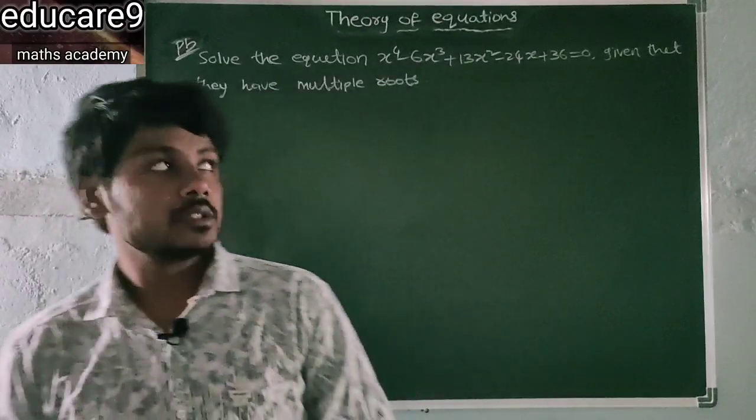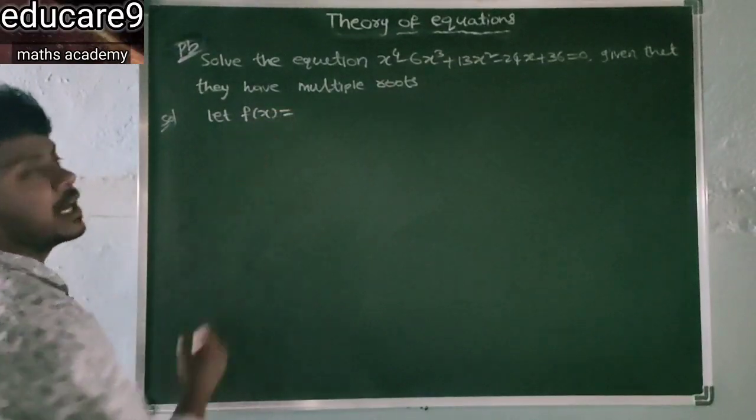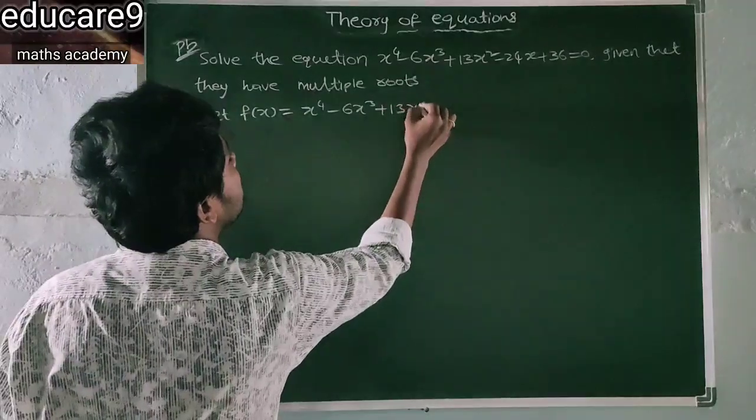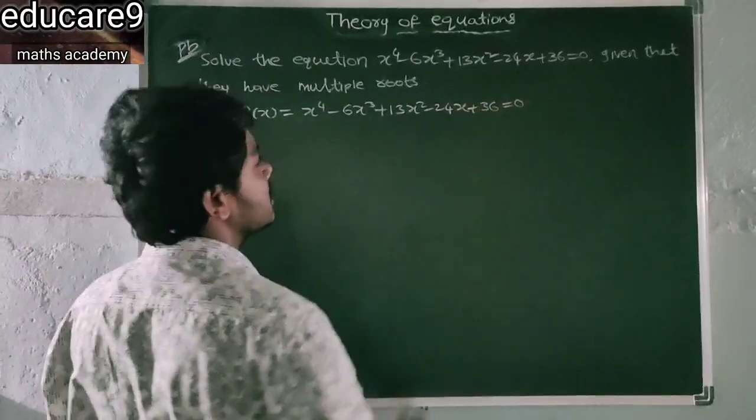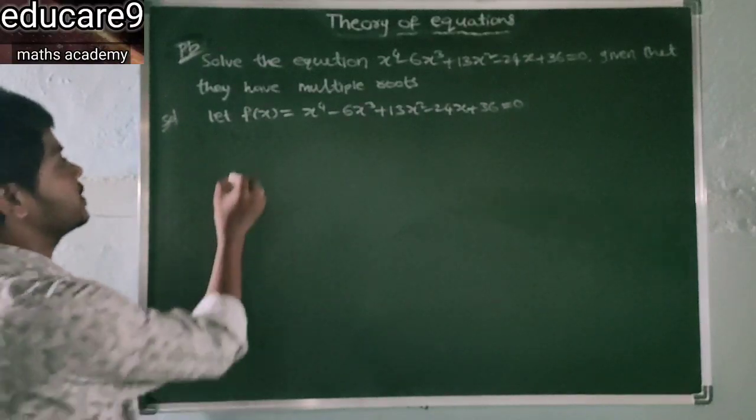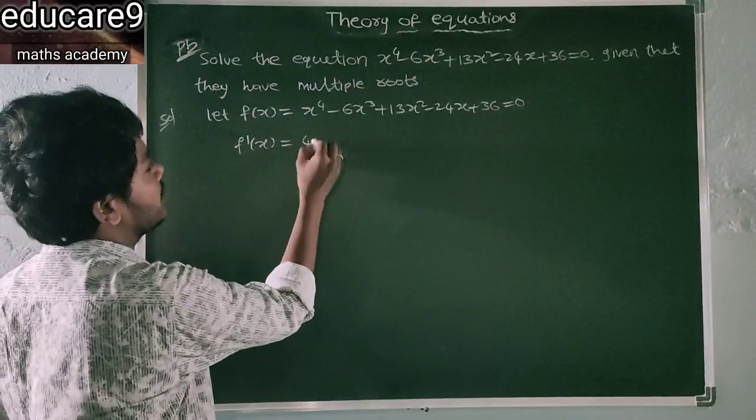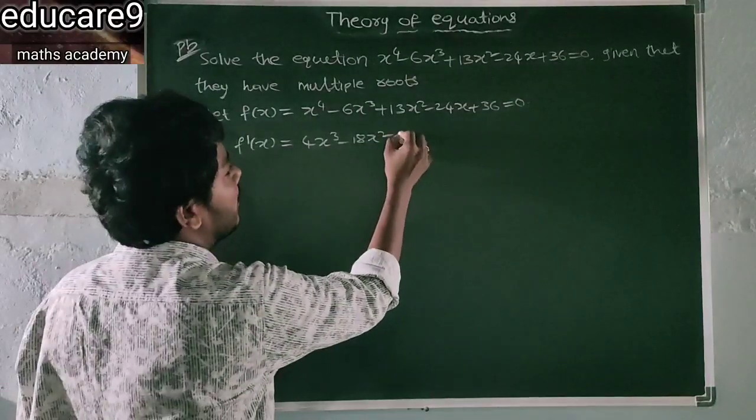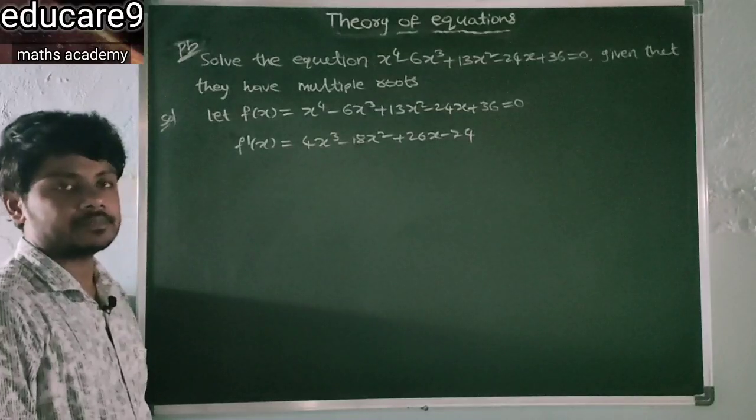Now solve the equation, a fourth degree polynomial equation, given that it has multiple roots. Let f of x be the given polynomial, x power 4 minus 6x cube plus 13x square minus 24x plus 36 equals 0. This is a fourth degree polynomial. Then find f dash of x. f dash of x is 4x cube minus 18x square plus 26x minus 24.